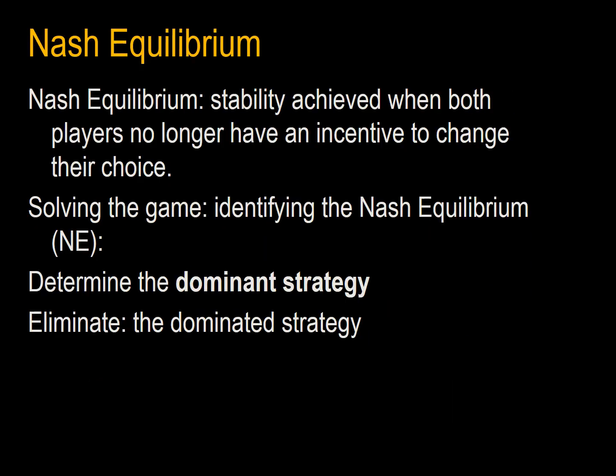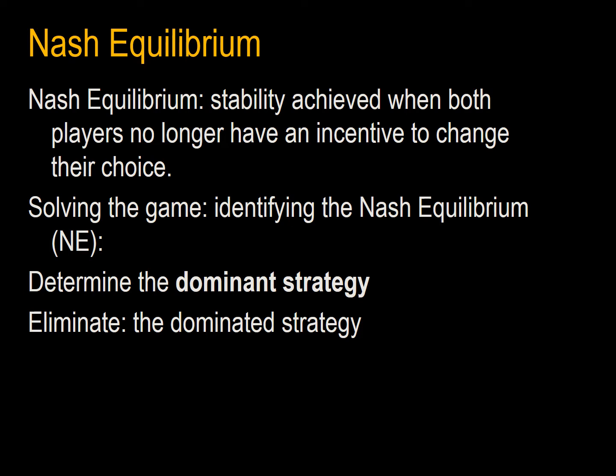So the Nash equilibrium is a theory about a stability that's achieved when both players make choices, and after the choice is made, they no longer have any incentive to change their choice. So what we want to do is solve the game by identifying the Nash equilibrium, because that's going to tell us about how the game is going to end.